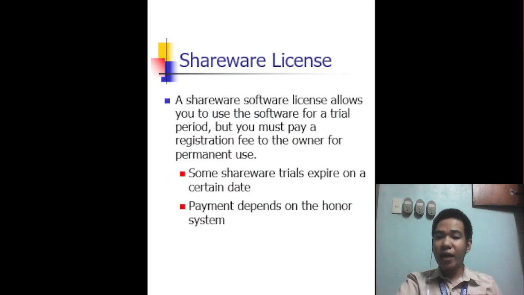Okay. Shareware license naman, these are applications that have a trial period. And then once the trial period is over, you are going to pay for the services. An example is Spotify, Netflix, those things. So they will be giving you a free trial, that's 30 days or 7 days or 14 days, depending on the trial period. And then once the trial period is finished, that's the time that you're going to pay for their services for you to continue enjoying their product.